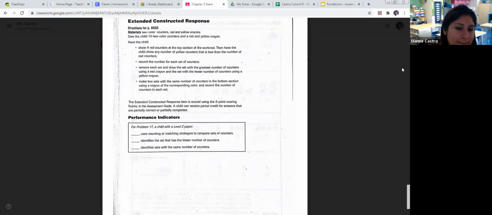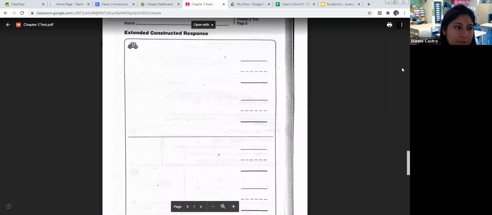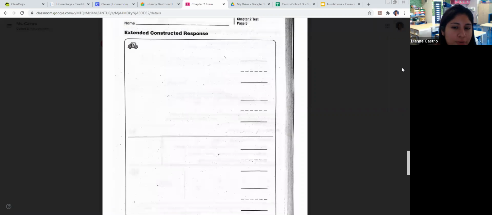Then the next part, in order for them to get credit, they identify the set that is lesser, that's the lesser number of counters, and then they also identify sets with the same number of counters. Okay, so let's go back to the work. So at the top, they're illustrating 4 red counters, writing the number 4. On the bottom, they have to think of a number that's less than 4. They illustrate it, they color it yellow, and they write that number. Then they match it by drawing lines connecting from a red to a yellow.